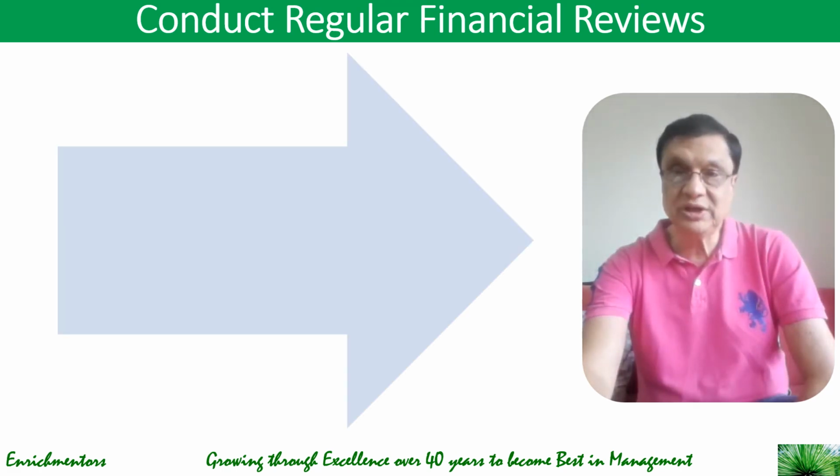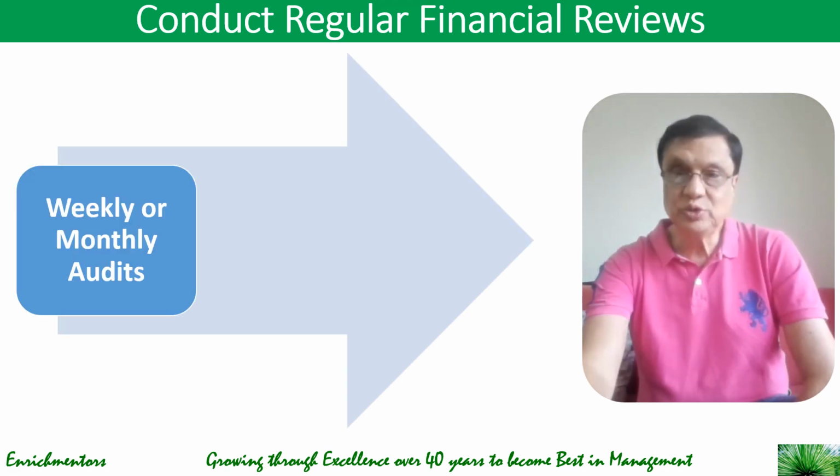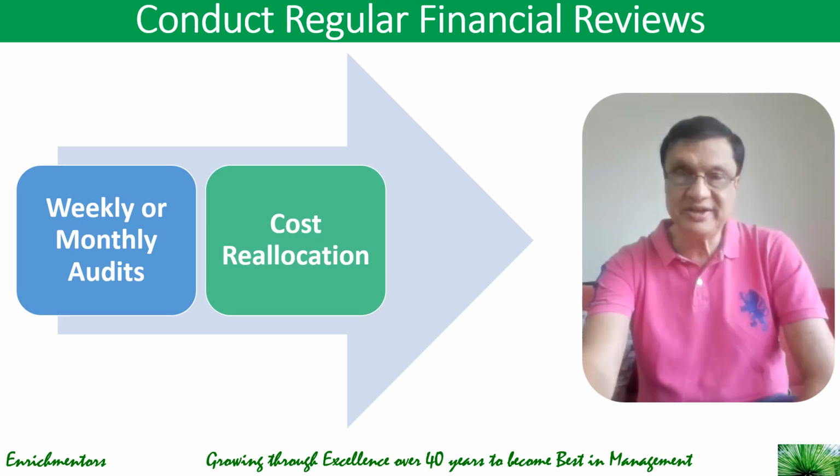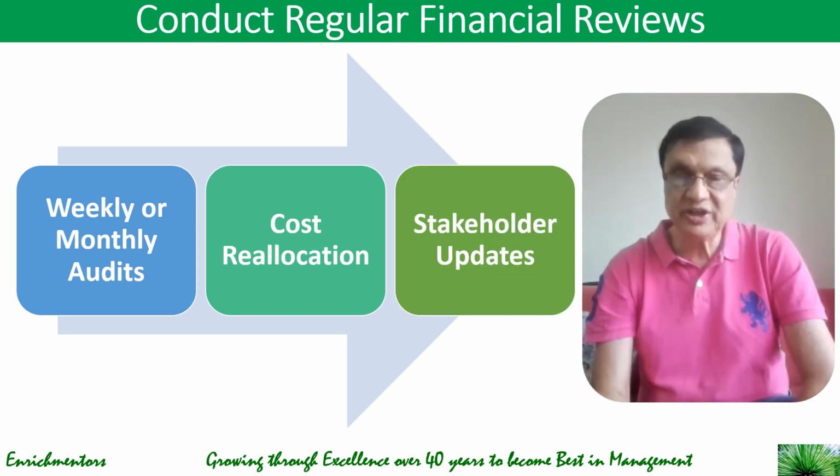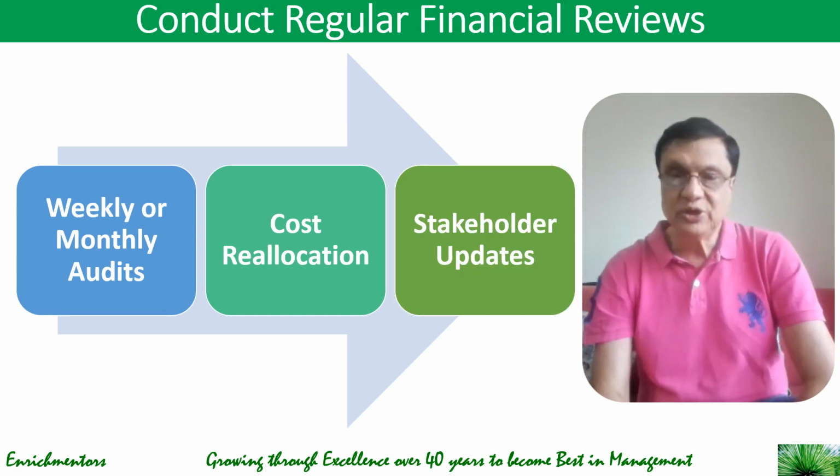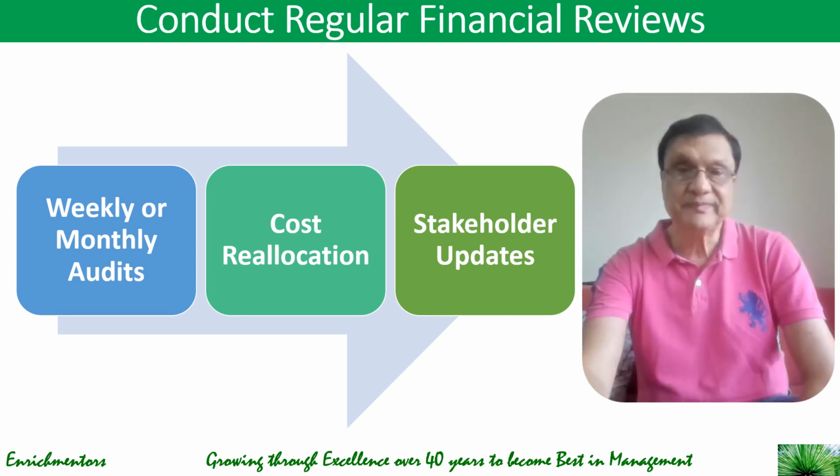Conduct regular financial reviews. There you could do weekly or monthly audits where you review expense reports to identify discrepancies or trends, allocate costs by reassigning and use funds from under budgeted areas to those over budgeted, and update stakeholders by sharing financial progress with them to maintain transparency.